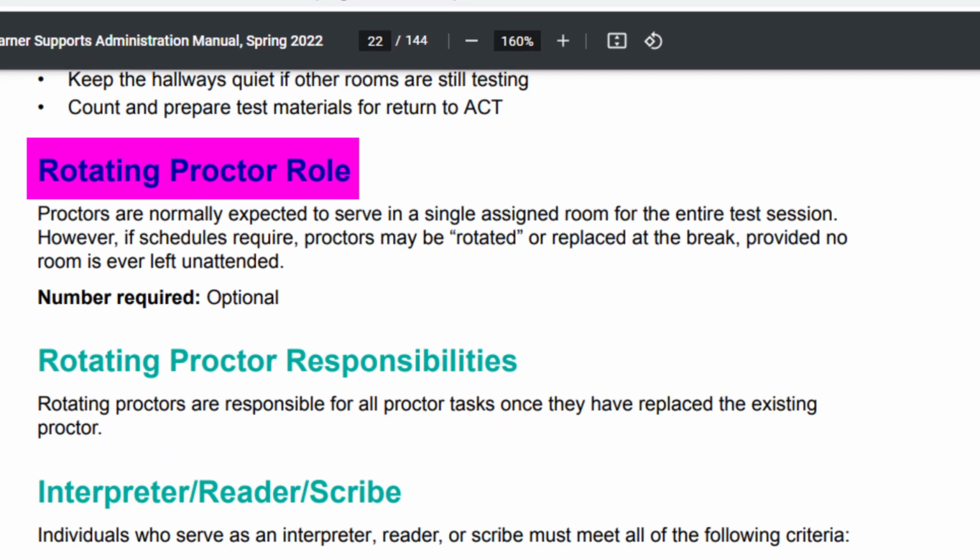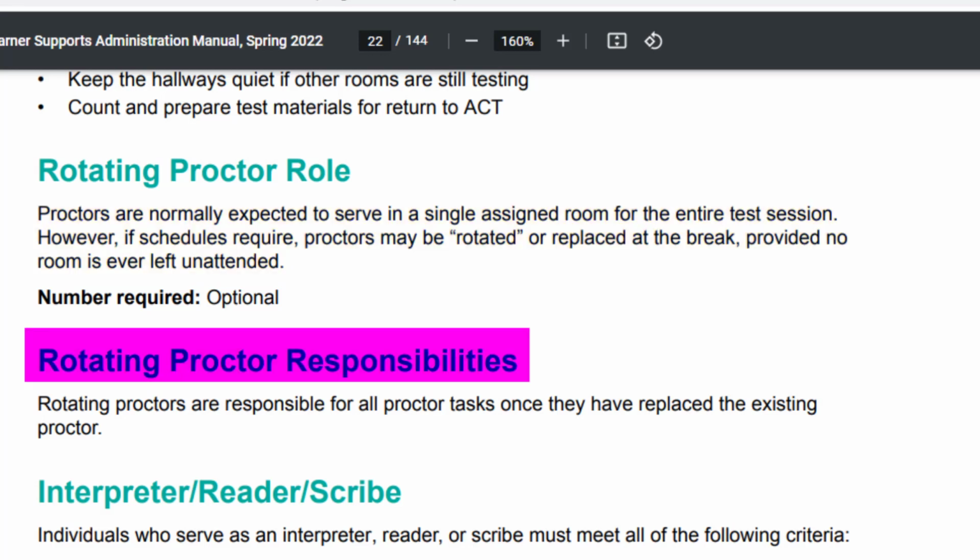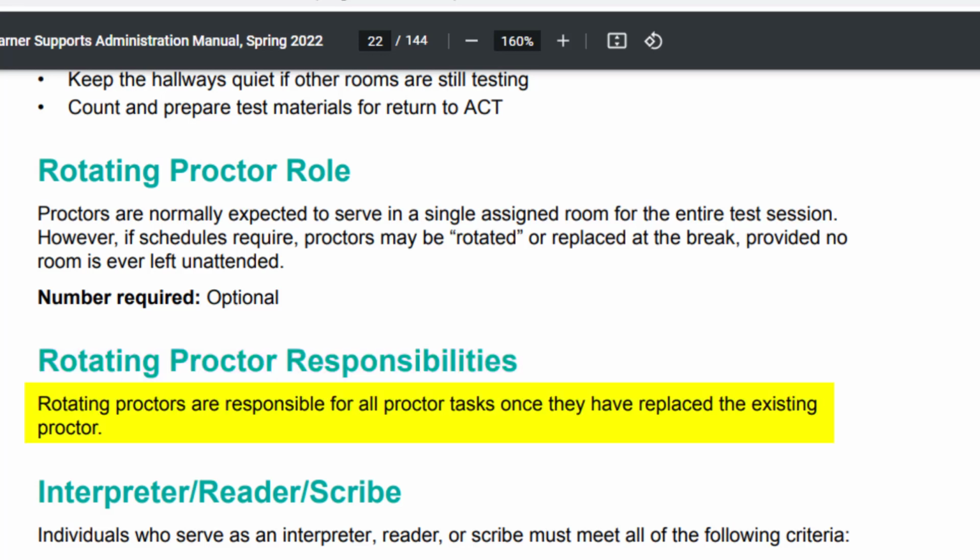Then there's a rotating proctor role. Proctors are normally expected to serve in a single assigned room for the entire test session. However, if schedules require, proctors may be rotated or replaced at break, provided no room is ever left unattended, and this is optional. The rotating proctor responsibilities: rotating proctors are responsible for all proctor tasks once they have replaced the existing proctor.